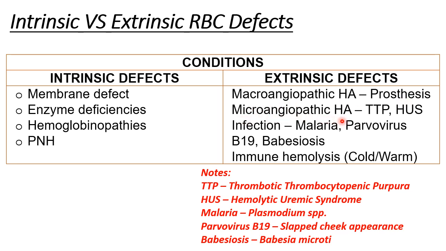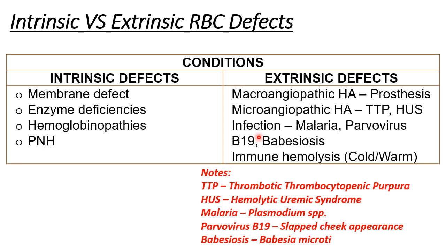Microangiopathic hemolytic anemia naman. Micro means small, angio means blood vessel. So, smaller vessels ang may problema dito. Most commonly seen in TTP and HUS. What is TTP? Thrombotic thrombocytopenic purpura. HUS is hemolytic uremic syndrome.